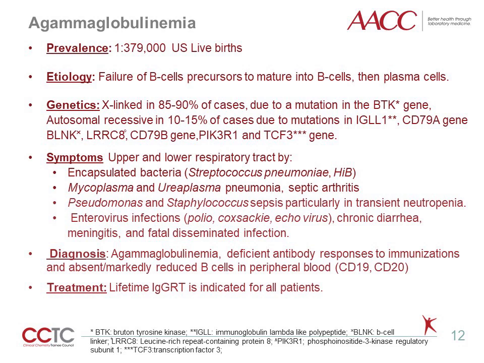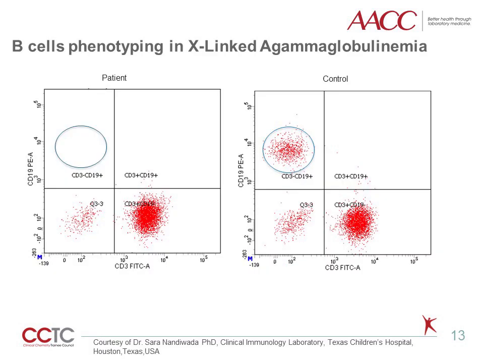The definitive diagnosis relies on immunophenotyping by flow cytometry and gene sequencing. On further evaluation, agammaglobulinemia, deficient antibody responses to immunizations, and absent or markedly reduced B cells in peripheral blood, mainly CD19 and CD20, are seen. Lifetime immunoglobulin replacement therapy is indicated for all patients. These images show B cell phenotyping in peripheral blood samples. The first plot is from a patient with X-linked agammaglobulinemia showing absent CD19 positive cells, in comparison to the second image on the right, where the control has a normal CD19 positive population.